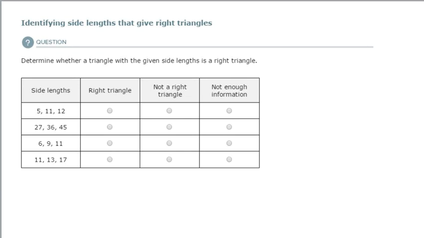Next up, I'm not going to do this whole problem. I'm just going to explain how we'll do this, and we'll do two of them.